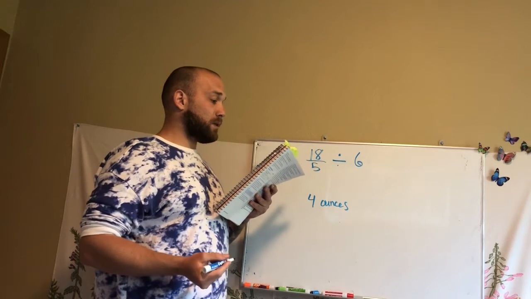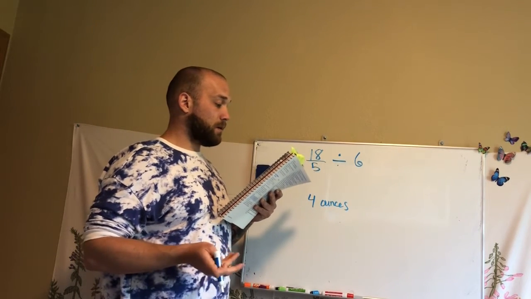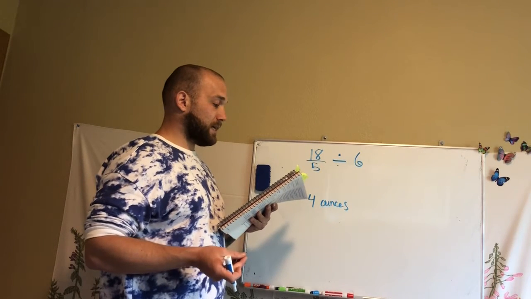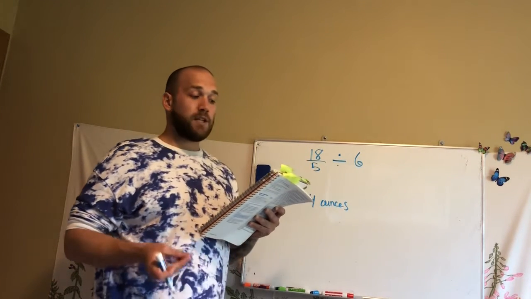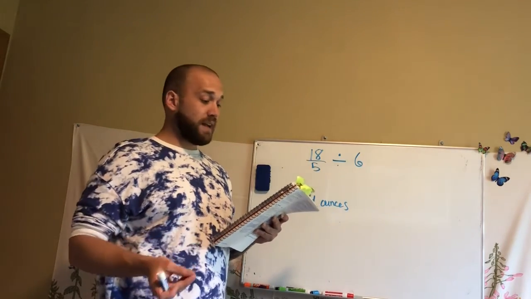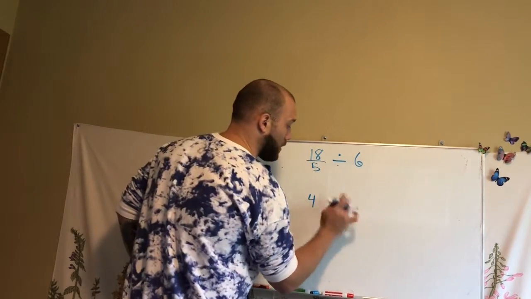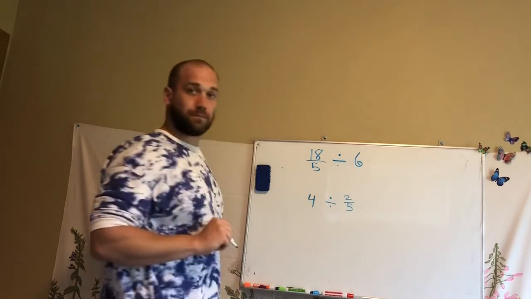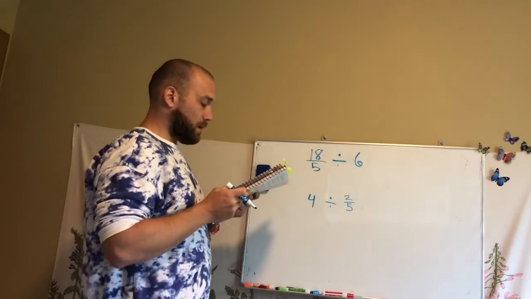And then, what are we dividing by in this problem? What does it tell us? Each bottle holds 2/5 of an ounce. So we're going to divide that 4 by 2/5. All right.